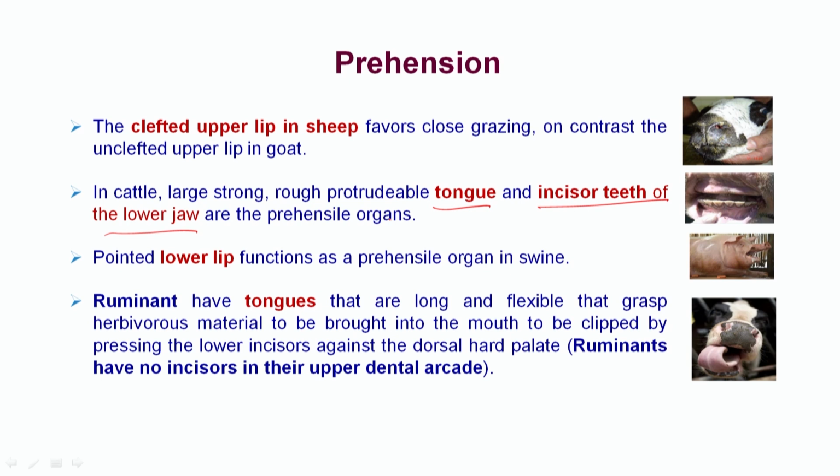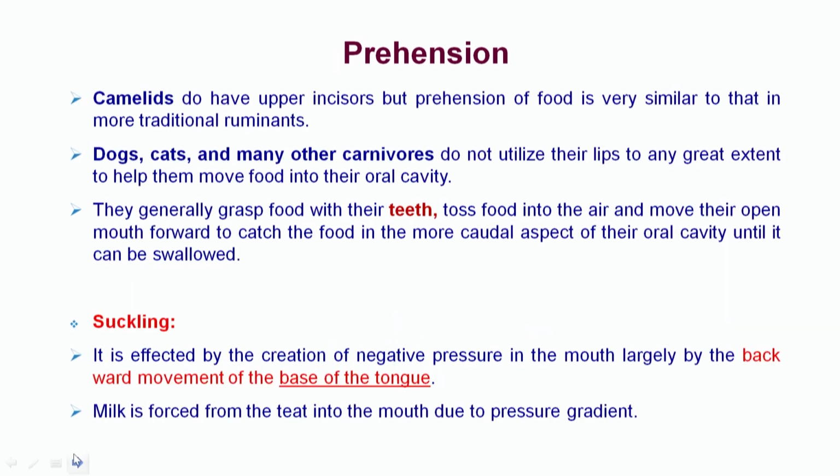In the case of swine, the pointed lower lip functions as a prehensile organ. Ruminants have tongues that are long and flexible, that grasp the herbivorous material, that is grass, and bring it into the mouth, where it is clipped by pressing the lower incisors against the dorsal hard palate. The ruminants have no incisors in their upper dental arcade. The camel does have upper incisors, but prehension of the food is very similar to the more traditional way taking place in the ruminants.